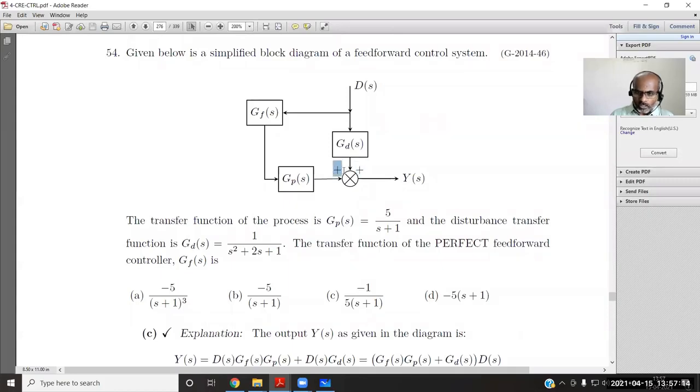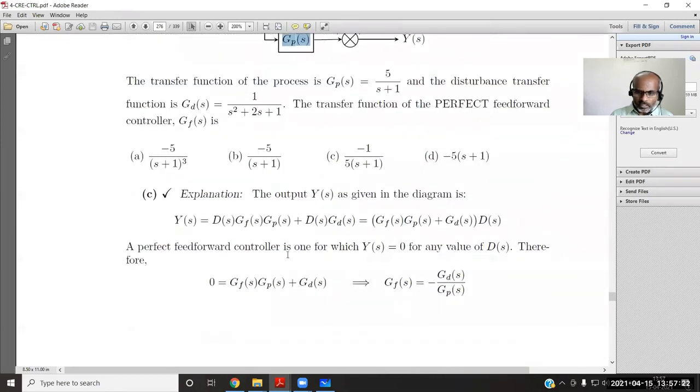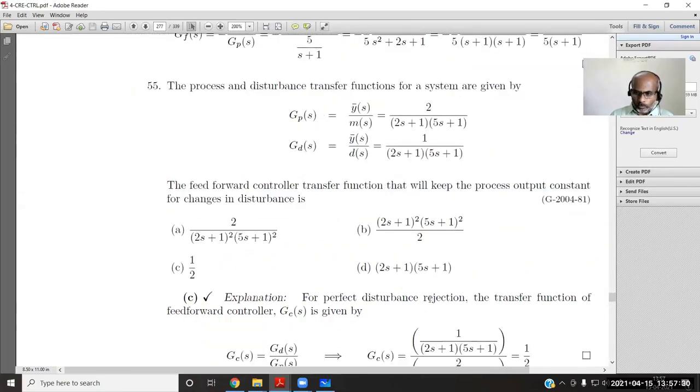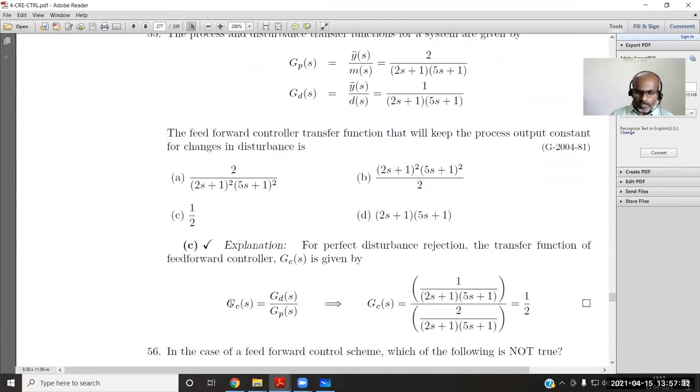Here both are added, so the output depends on GP plus GD. Suppose you have GP minus GD or something like that, then accordingly you write this in the proper way. Maybe sometimes it may be plus or minus. Say for example, one more such problem is available here. So for this, the GC or GF is nothing but GD by GP.